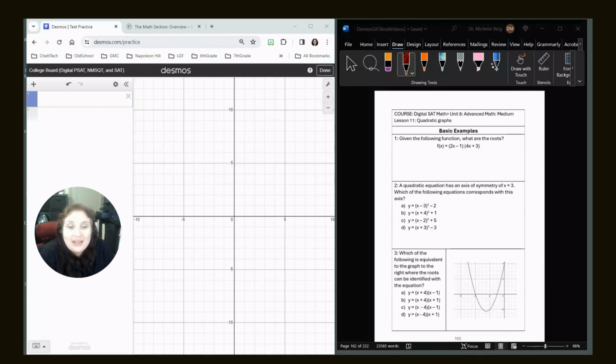Khan Academy, Unit 8, Lesson 11, Quadratic Graphs. If you've purchased my book on Amazon to stay organized, we're on page 162. If not, paper and pencil works, but no matter what, everybody open the Desmos calculator and type along with me.